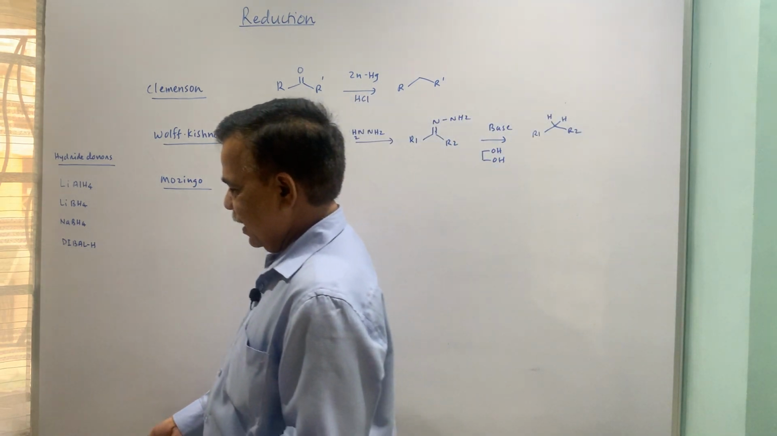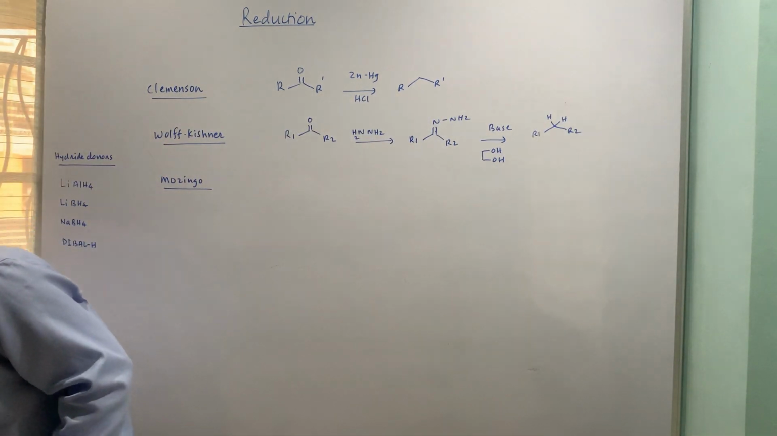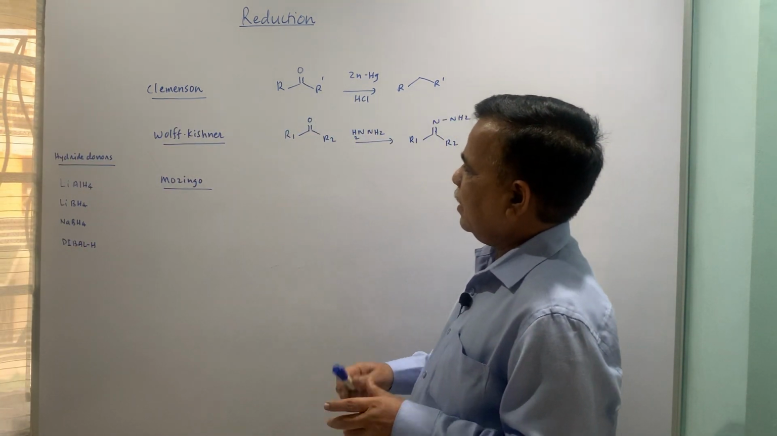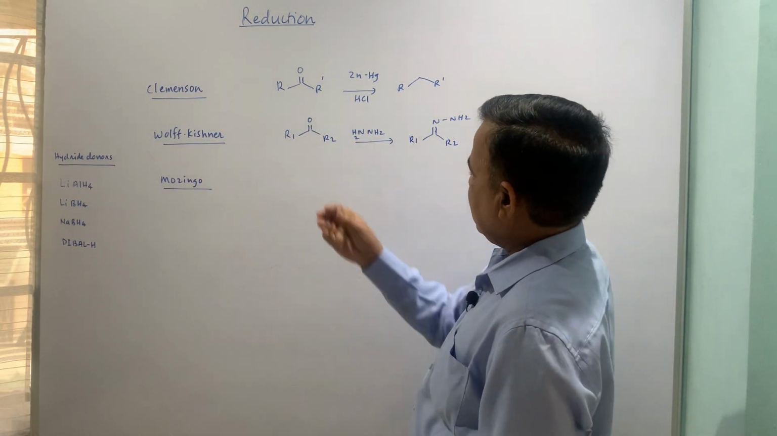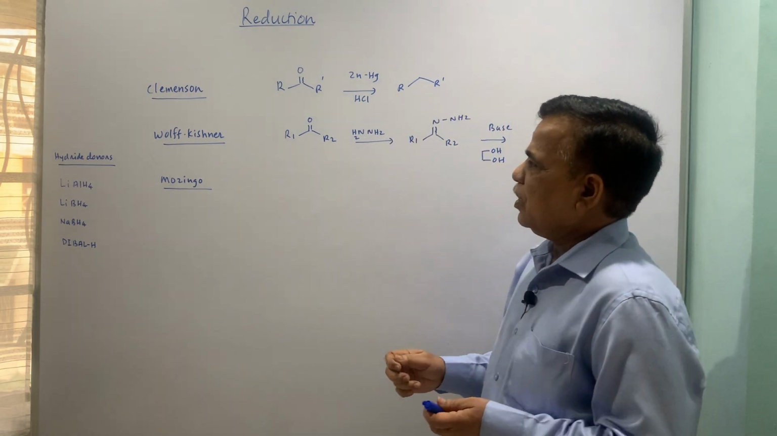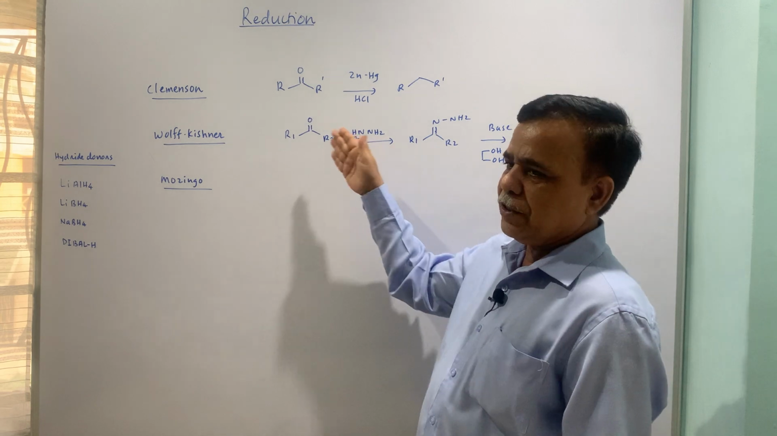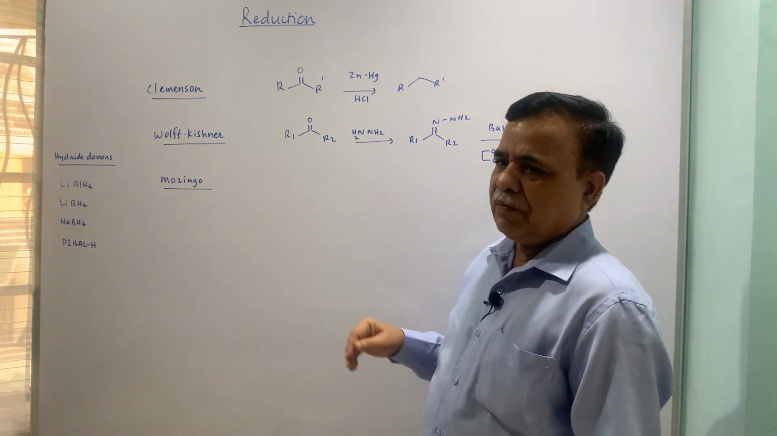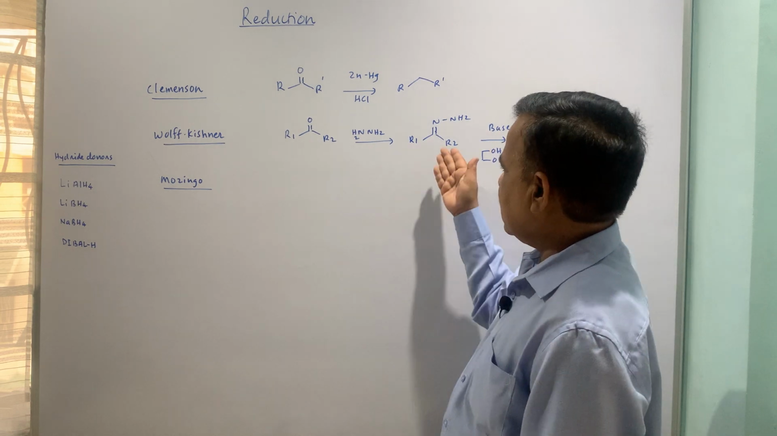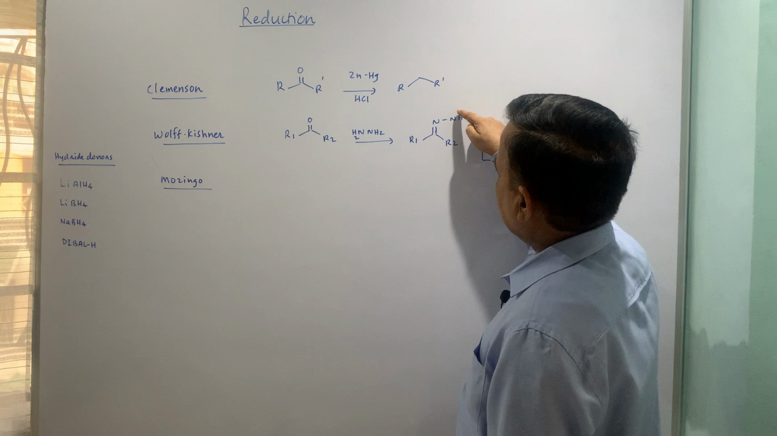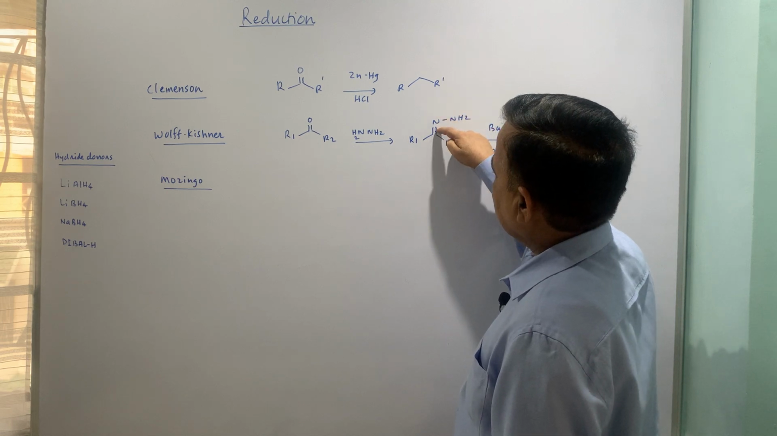Now, the second reaction is the Wolff-Kishner reduction. In Wolff-Kishner, the hydrazone formation is just a nucleophilic addition of hydrazine to the ketone, and loss of a water molecule can furnish this hydrazone. Then base can abstract a proton, this comes here, this comes here.